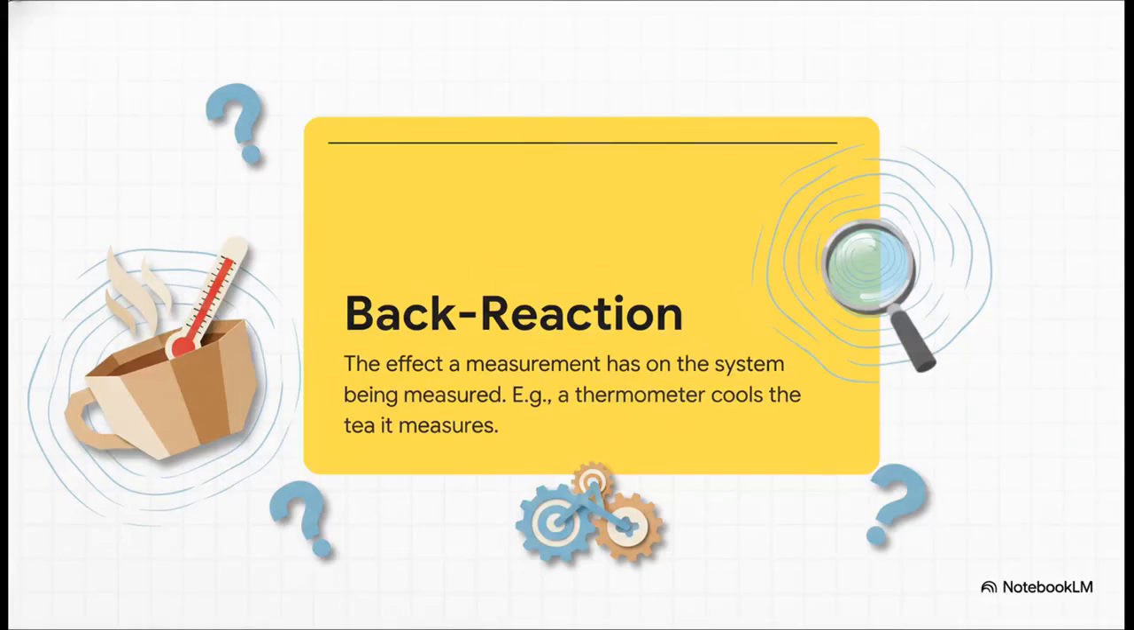And this is where we get to a really cool concept called back reaction. See, to measure the tea's temperature, your thermometer has to physically interact with it. It has to absorb a tiny little bit of heat energy to make its reading go up. And by doing that, it has ever so slightly but definitely measurably cooled the tea down. The bottom line, every single active measurement changes the system it's measuring. It's never a free lunch. It's never a totally innocent action.